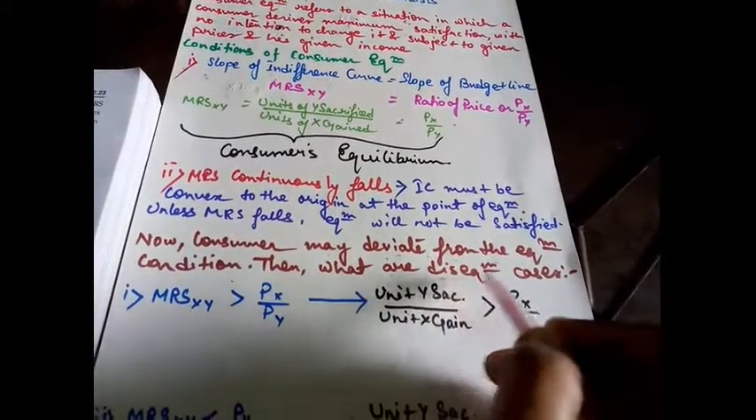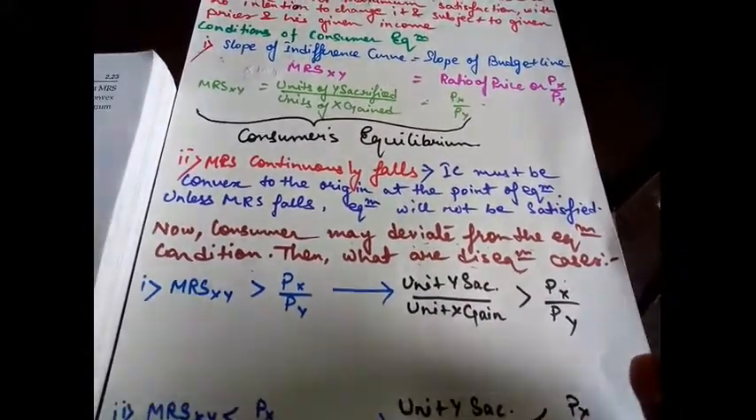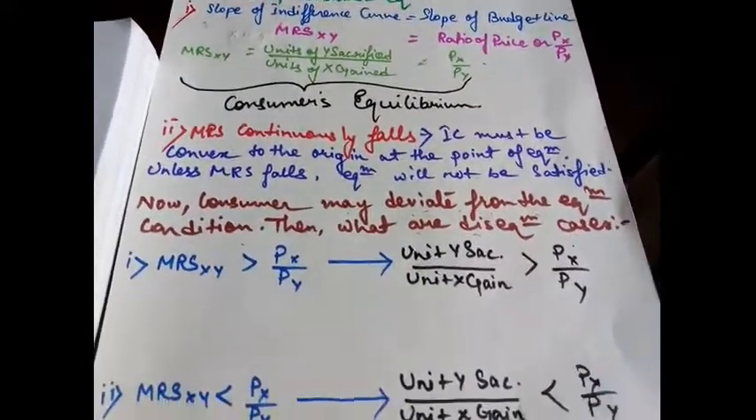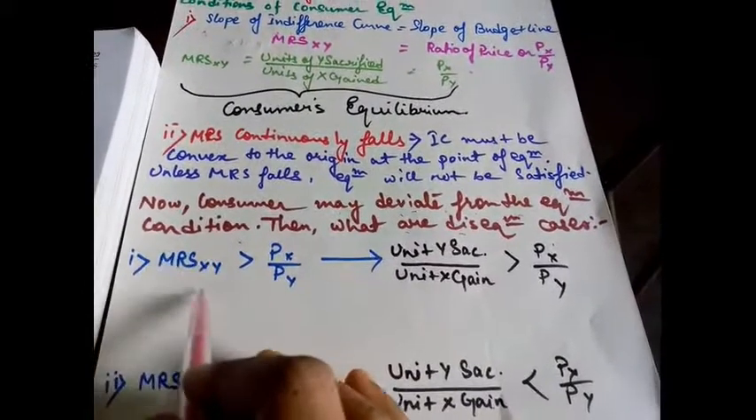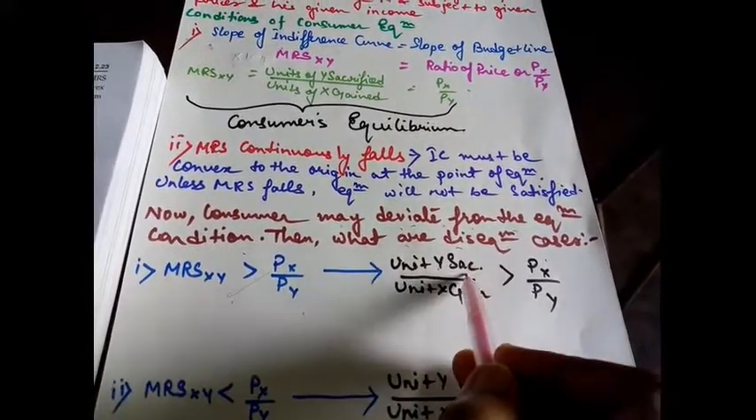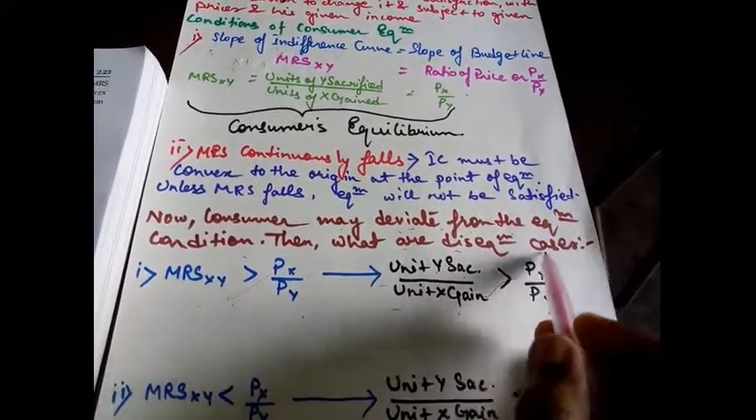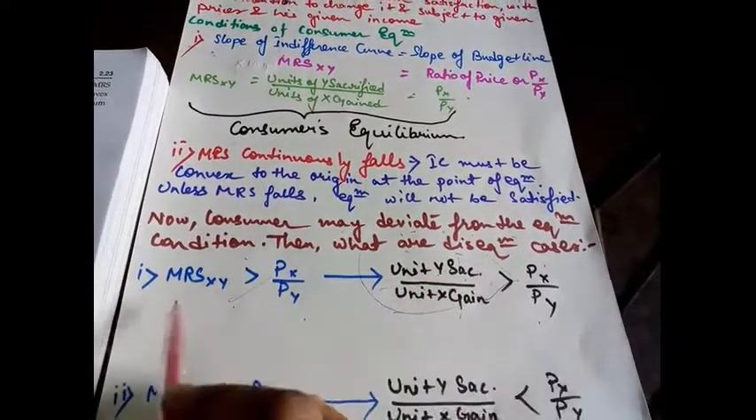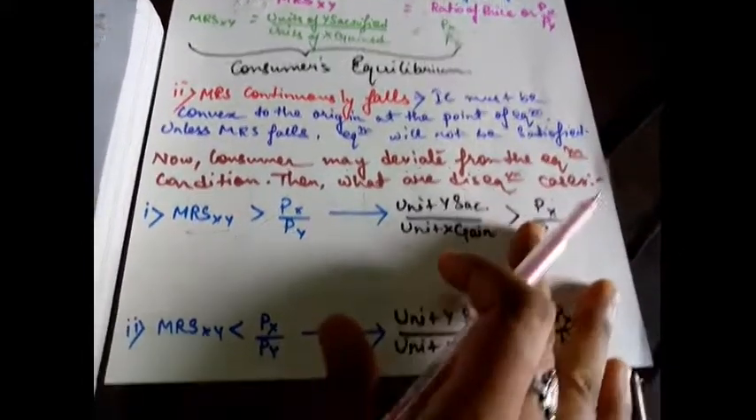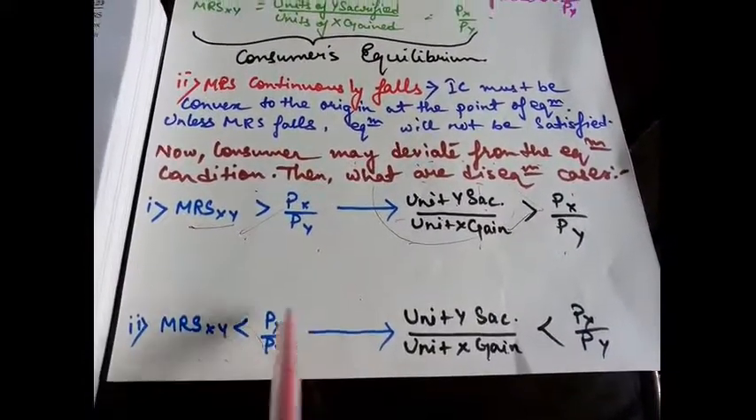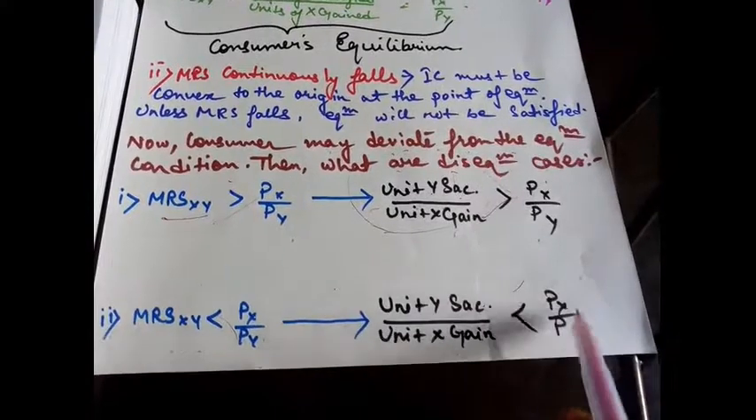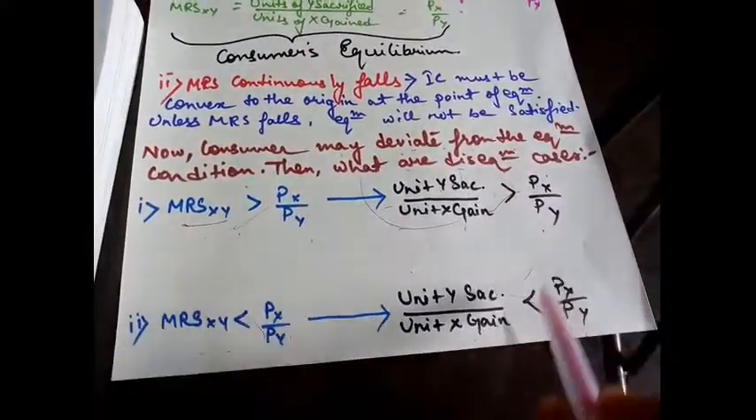Then what are the disequilibrium cases? After deviation, after moving out, what will be the cases? First one, when MRS of XY is greater than PX by PY, means unit Y sacrificed for unit X gained is greater than PX by PY. This is the formula of MRS of XY. Or this may be the case, MRS of XY is less than PX by PY, unit Y sacrificed for unit X gained less than PX by PY. These two are the disequilibrium cases.